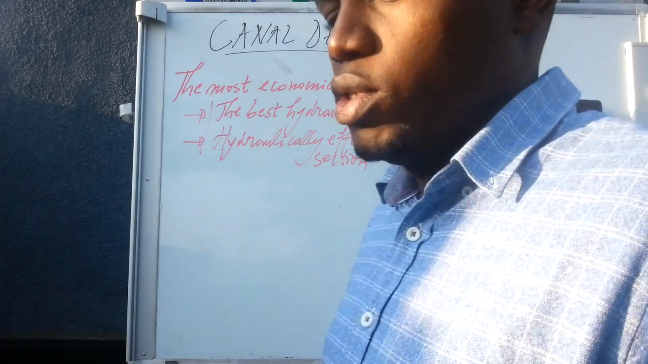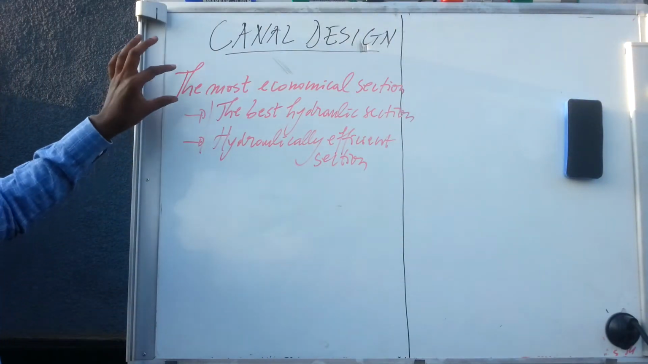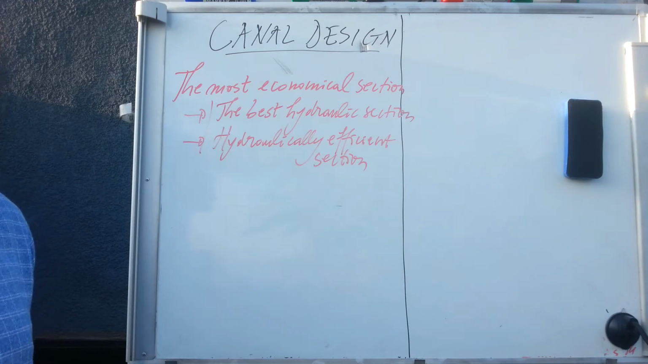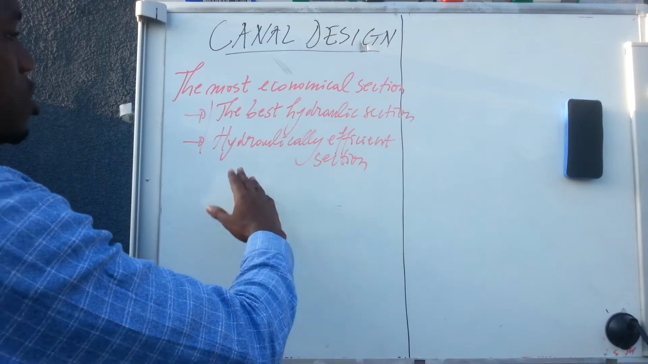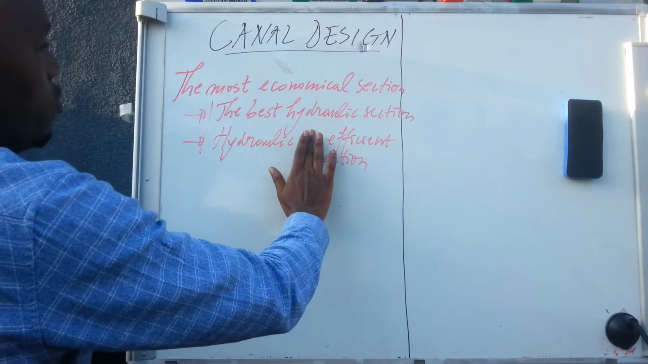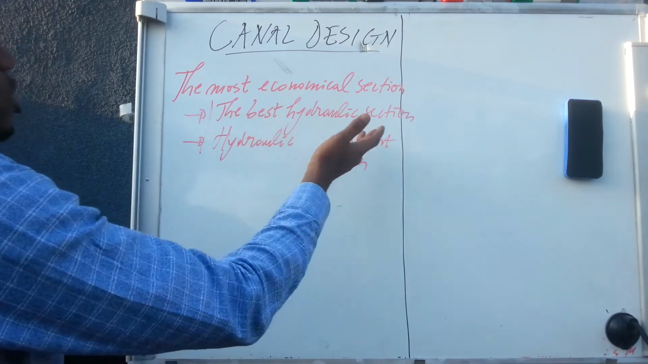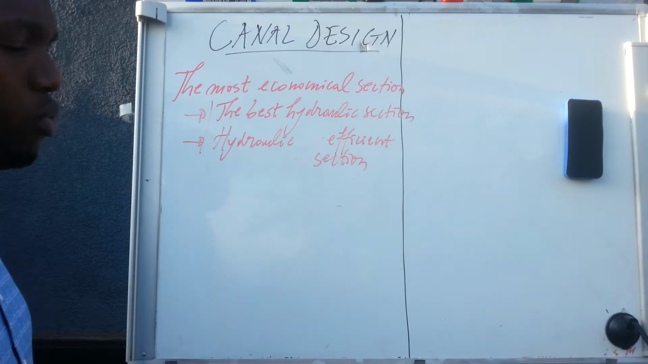Today we are continuing with the canal design, but mainly focusing on the most economical section, or the most efficient section, the best hydraulic section, and so on. Why do we call it the most economical section? Or the best hydraulic section, or the hydraulically efficient section. Whatever you like. So why do we call it like that?